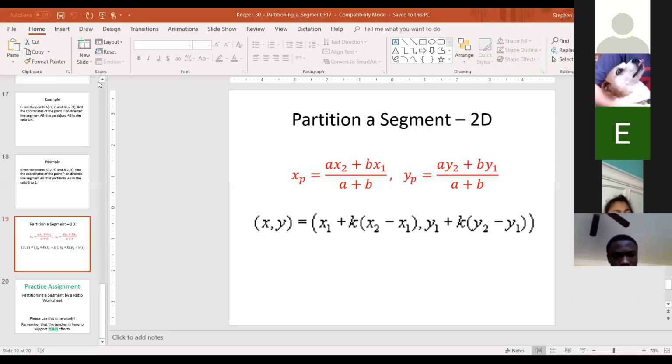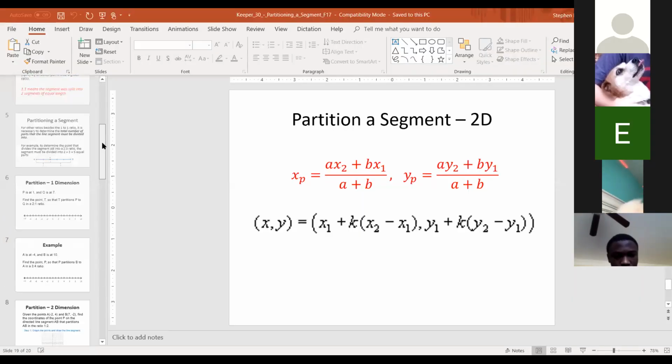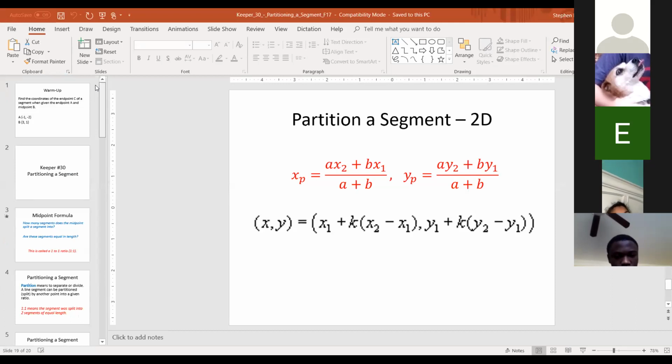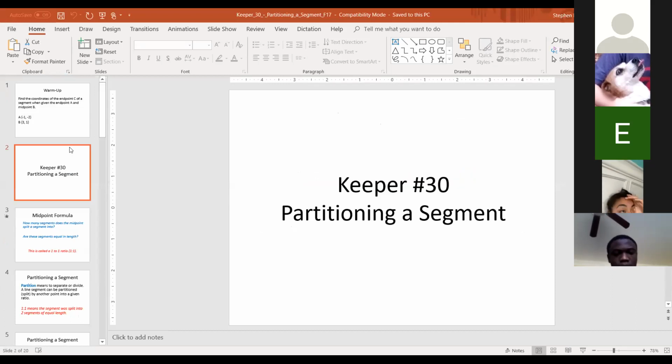We are on partitioning a segment, Keeper 30. Keeper 30, partitioning a segment.